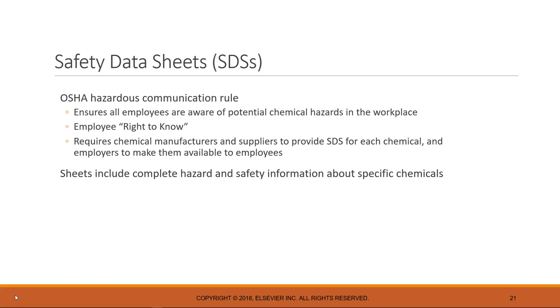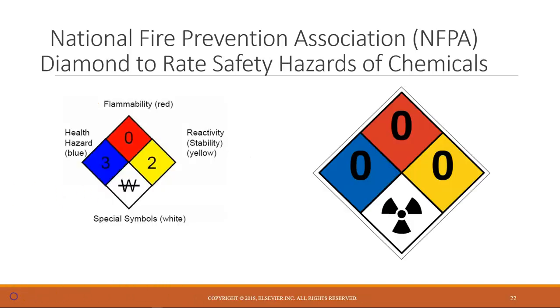So these sheets include complete hazard and safety information about the specific chemicals. If you recall in the intro course, I had you look up the SDS sheet for water. Yes, there is a safety data sheet for water. To create a visual so that you can immediately know what the hazards are for the chemicals that you utilize on a daily basis, the National Fire Protection Association created the Safety Diamond. And this has four components to it.